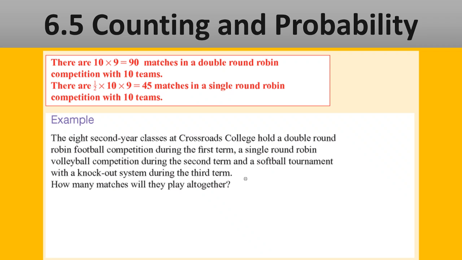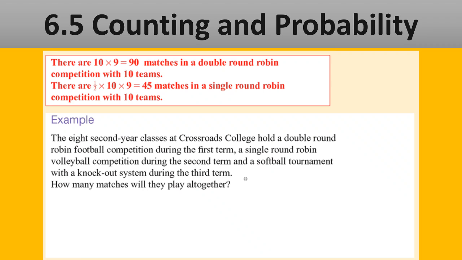Okay? So here another example. If you have 10 teams, a double round robin gives me 10 times 9. The total amount of teams times the total amount of teams minus 1, which gives me 9. And a single round robin the same, but you have to multiply by a half.